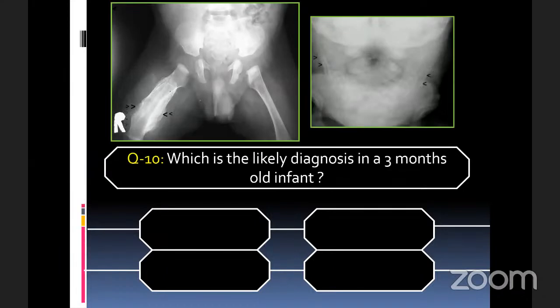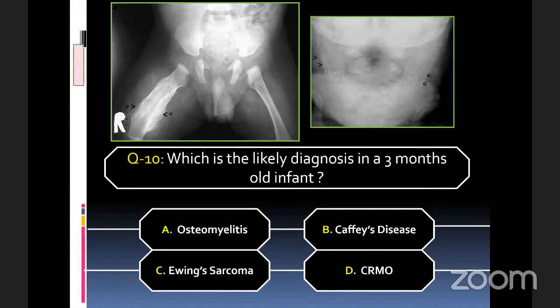Next question, which is the likely diagnosis in a 3-month-old infant on the basis of these x-rays? First is osteomyelitis, Caffey's disease, Ewing's sarcoma, and CRMO, that is multifocal osteomyelitis.